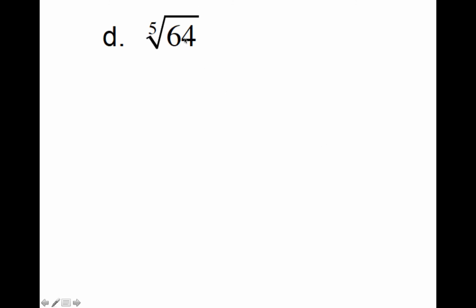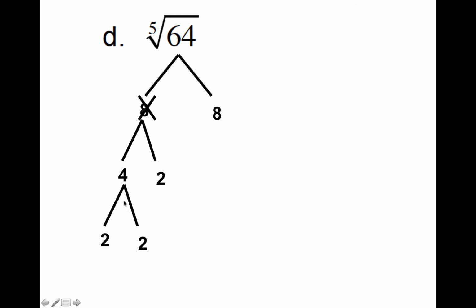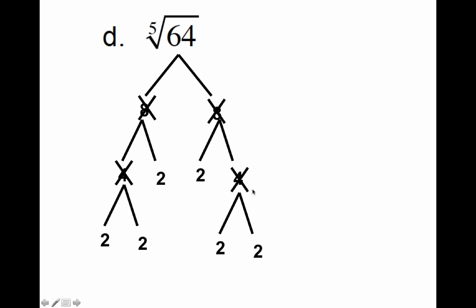For D, there is no number that's to the 5th power is 64. When that happens, we have to factor tree. So 8 times 8 is 64. Breaking down the 8, that's 4 times 2. Cross off the 8 because we broke it down. We can break down 4, which is 2 times 2. Cross off the 4, we broke it down. Can't break down this 2, so we're over here. Breaking down the 8, we have 2 times 4. Cross off the 8, we broke it down. And then factoring the 4, we get 2 and 2. Cross off the 4, we broke it down.